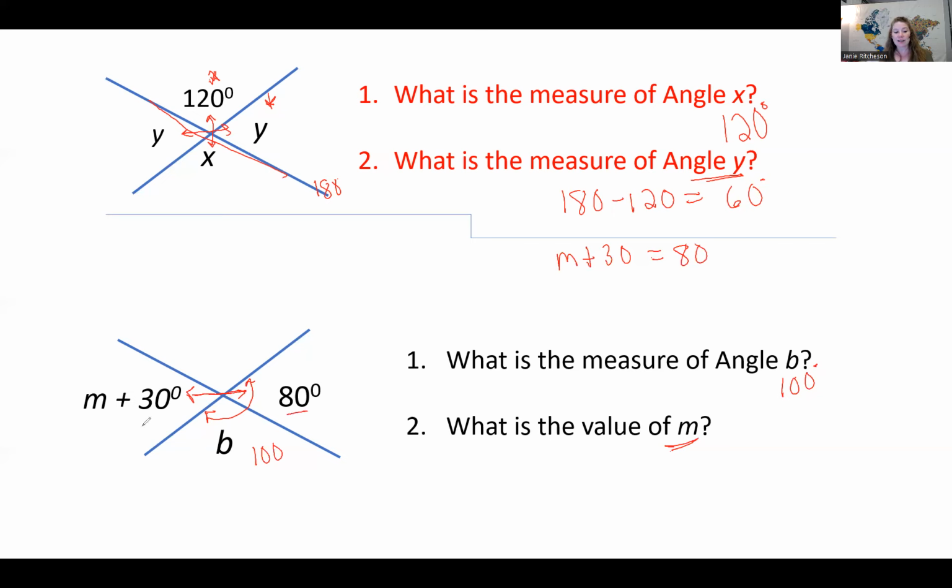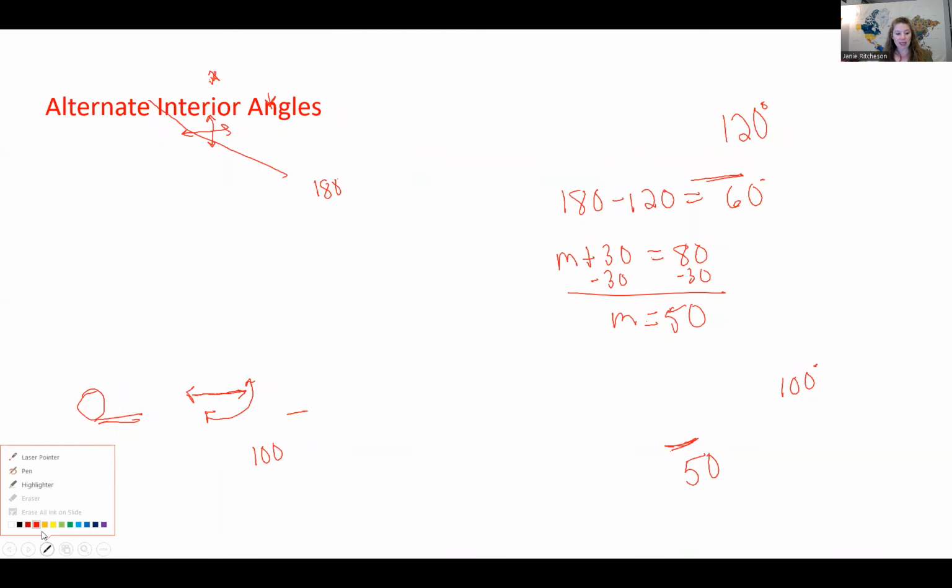So if this is 80, the total of this must also be 80. So to solve for M, I'm going to subtract 30 from both sides of the equal sign. And it tells me that M is equal to 50. So what is the measure of the letter M? The measure of letter M is 50, because 50 degrees plus 30 degrees equals 80 degrees. All right? And I think that's pretty much it. I just wanted to make sure I got to those examples.